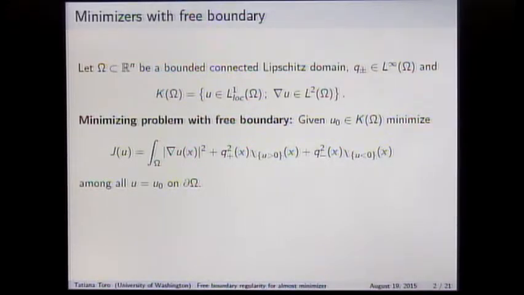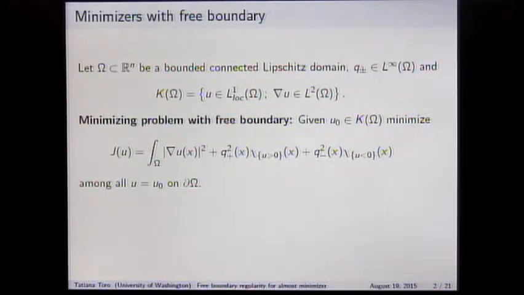So this is the minimizing problem that was looked at, as all of you know, basically, by Alt-Caffarelli or Alt-Caffarelli and Friedman, depending on the situation. So we look at functions u in our admissible space K(Ω), and we look at the integral of the gradient of u squared, plus q plus times the characteristic function of where u is positive, plus q minus times the characteristic function of where u is negative. And we look at the minimizers of this among all functions in K(Ω) with boundary data u0. And the question is, do minimizers exist? How nice are they? How nice is the free boundary? We'll talk about that. I'll remind you what the results are.